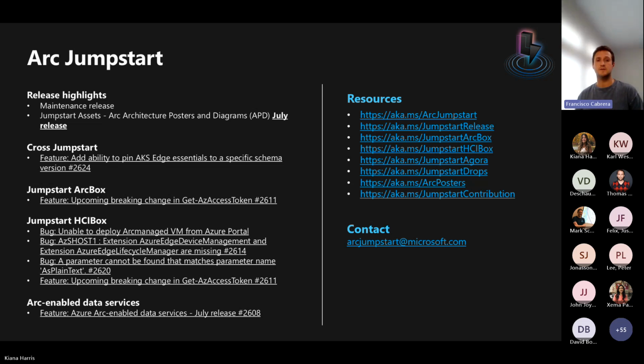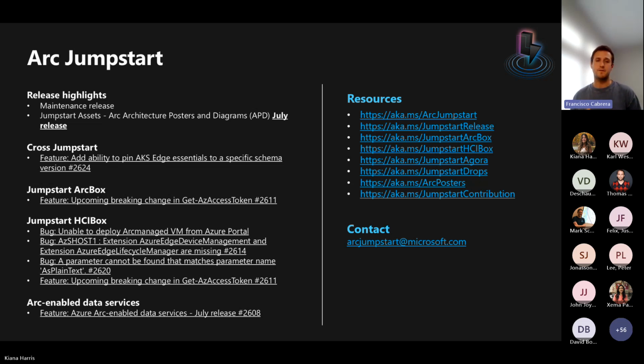Then when it comes to ArcBox, this is also an important change because right now the partial get AC access token is changing. There's going to be a breaking change, so we're updating the code to make sure that that's being used as a secure string. Then we have some updates regarding HCI box.